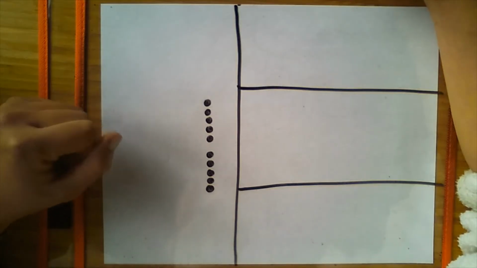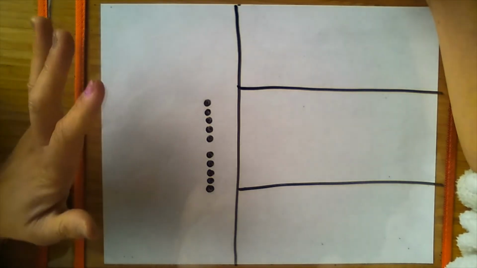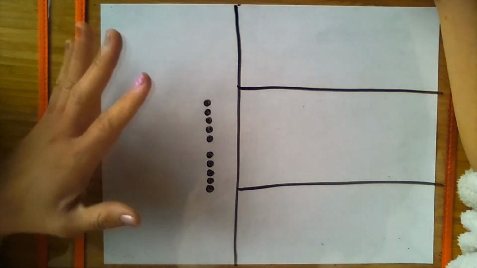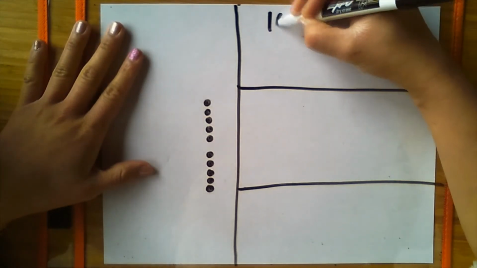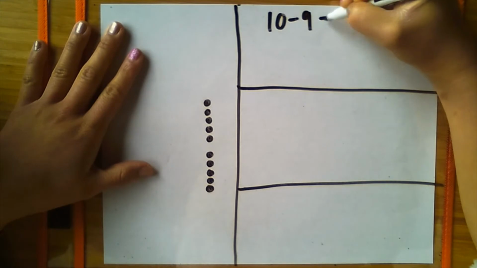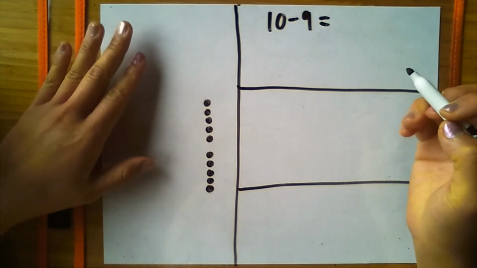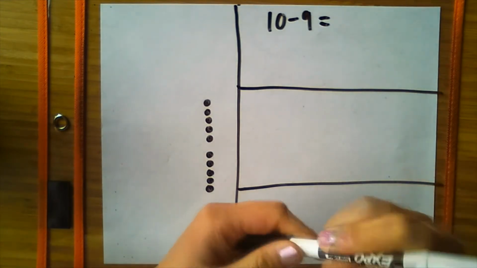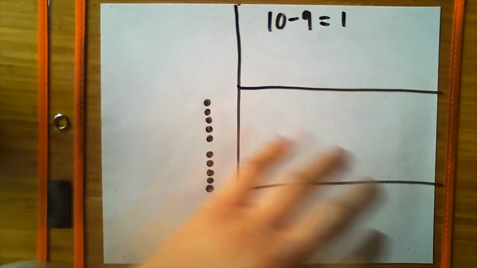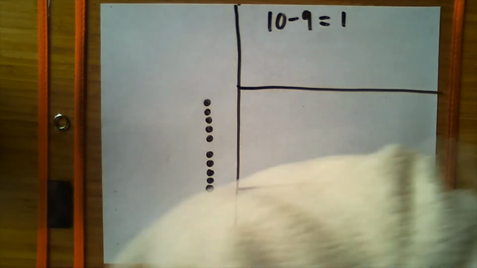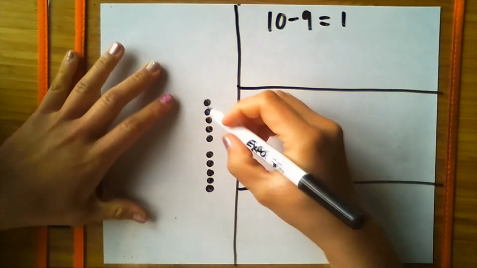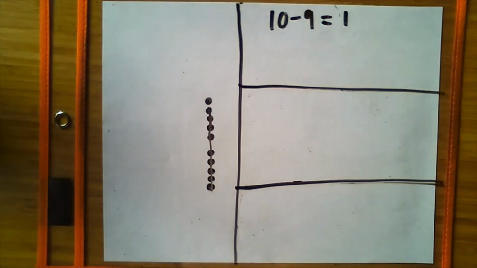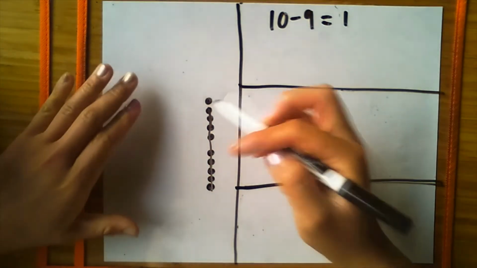All right, friends and families, welcome to the teacher model. Go ahead and take a look at our quick 10 drawing here. Alrighty, let's take a look. 10 minus 9 equals what? Great job. It equals 1. Okay, and then we're going to go ahead and cross that off. All right, my friends, moving on.